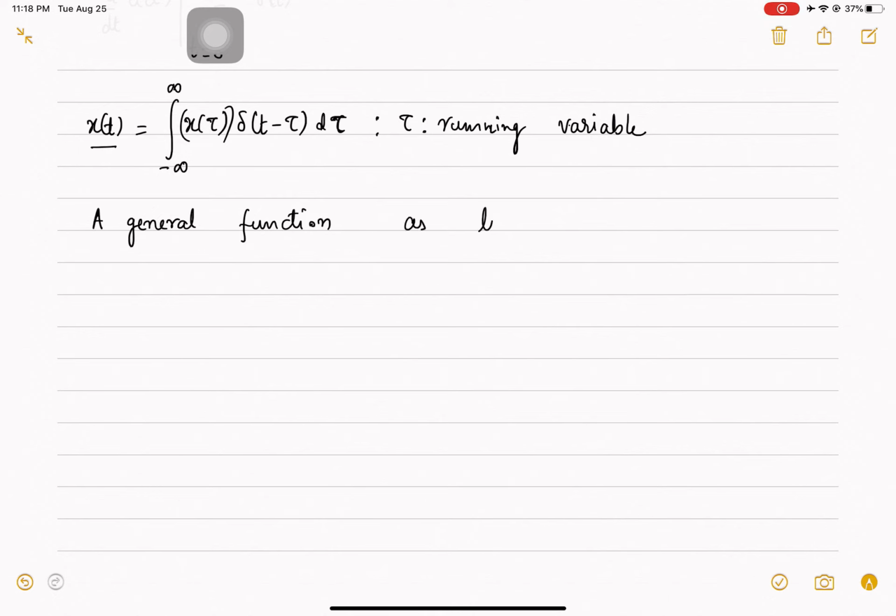as your integration, which is nothing but shifting and adding. You are shifting it by the amount delta tau, then multiplying the two functions and adding them up. In some sense, you are taking a linear combination of scaled time shifted impulses.